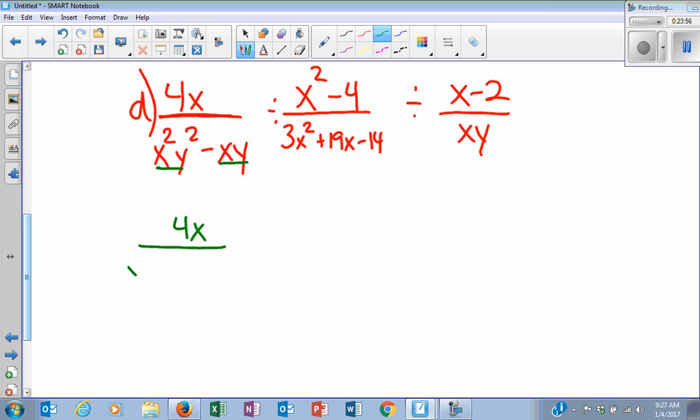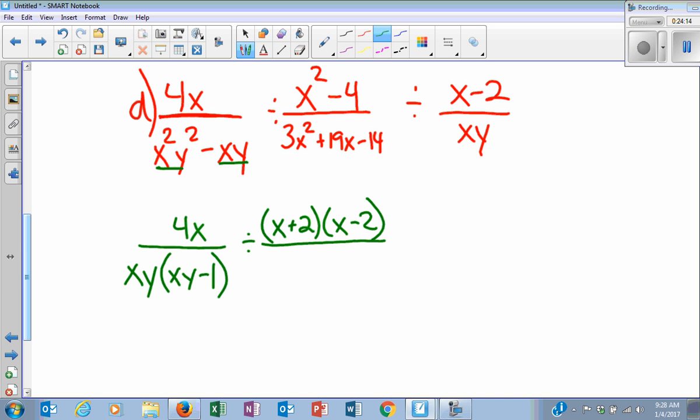This and this have an xy in common. What am I left with then? xy minus 1. Don't change this yet to multiplication. Difference of squares: x plus 2, x minus 2. I'm doing all these examples for you so you have different ones that you can see. This guy right here is a pain in the butt.